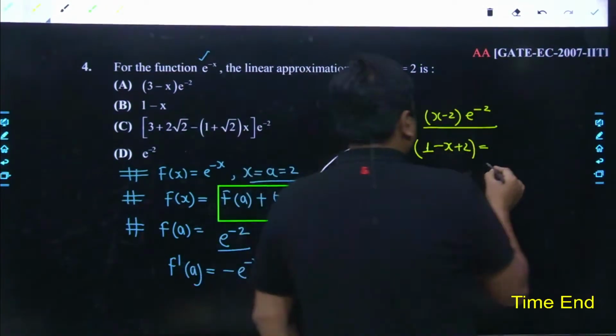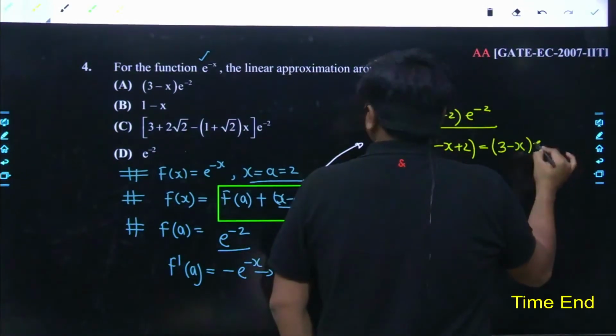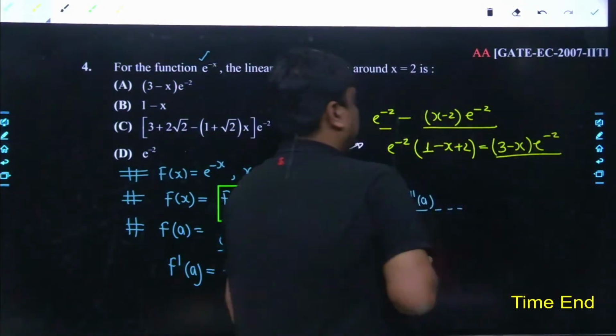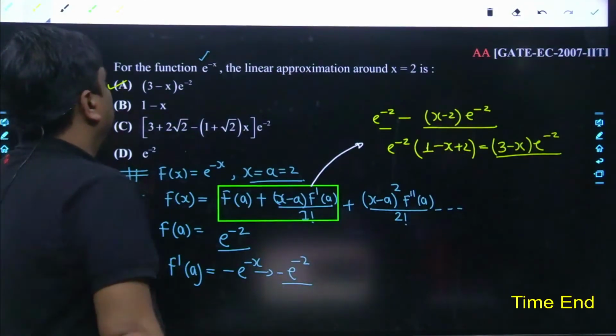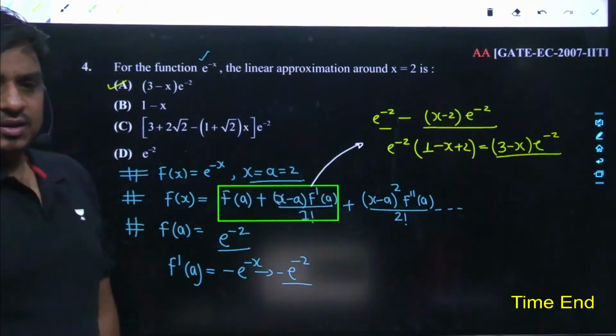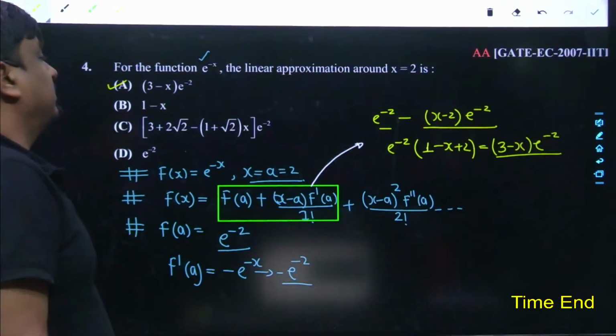So the result is simply going to be 3 minus x, e to the power of minus 2. Yes. This has been the linear approximation of this function e to the power of minus x, and that too at x equals 2.